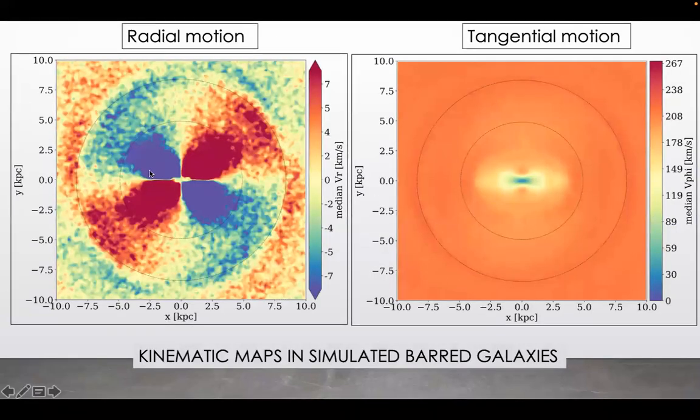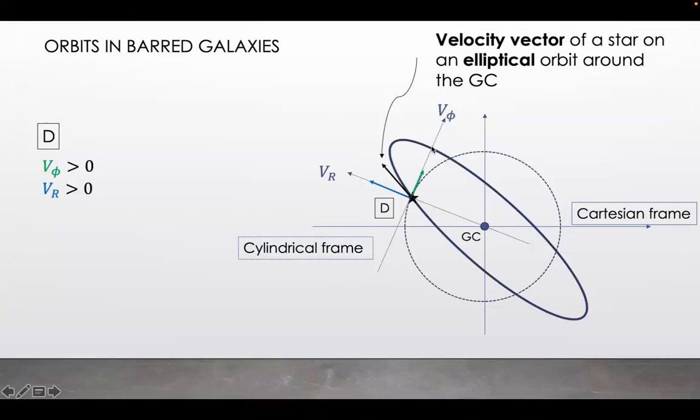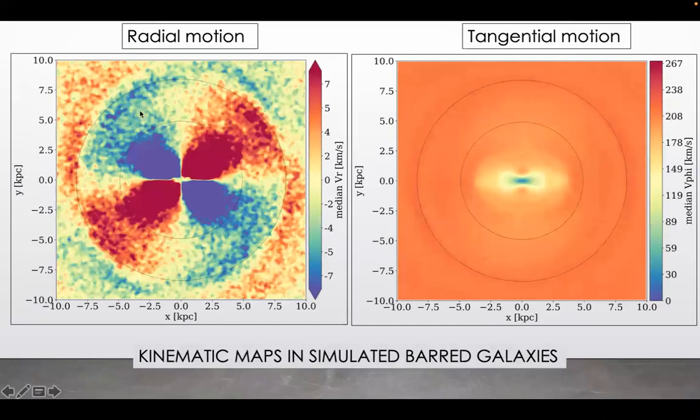We have a perfect lobe and a change of sign along the major and minor axis, and a different sign depending on whether you are on one side of the major axis or on the other side, and symmetrically at the other side. So here we have negative radial component, here we have positive radial component, and we have this clover leaf pattern.